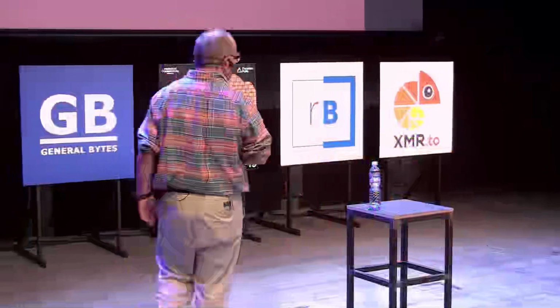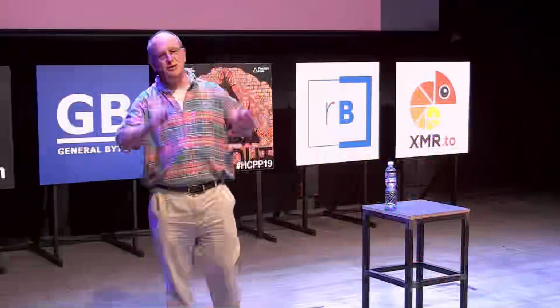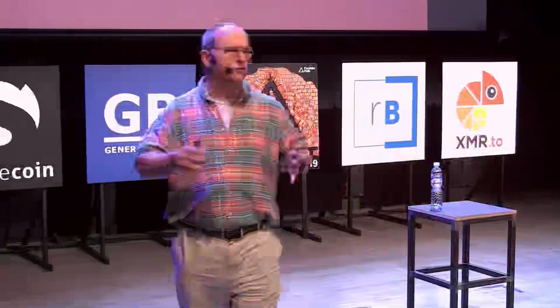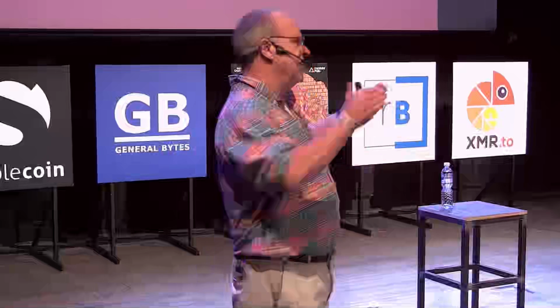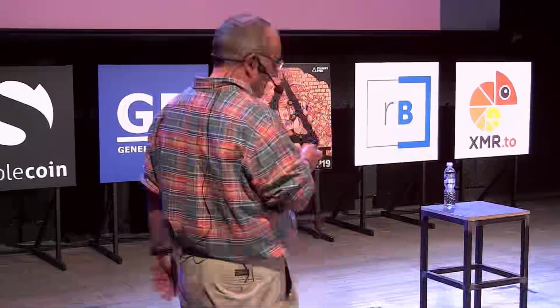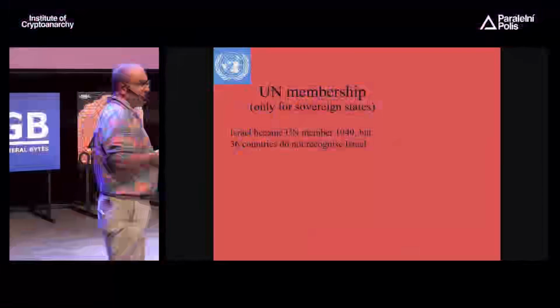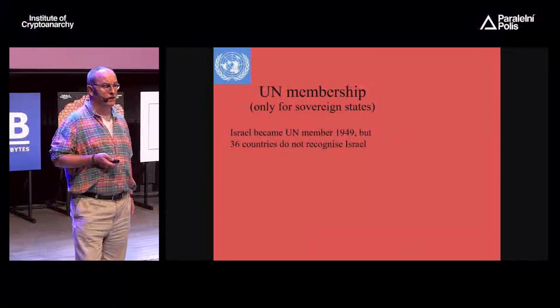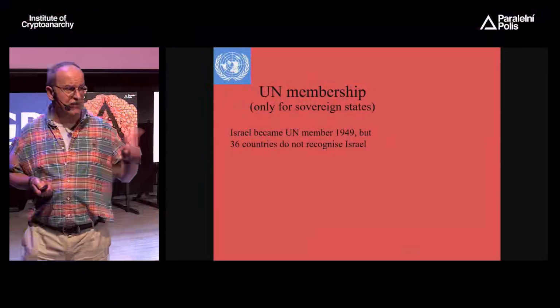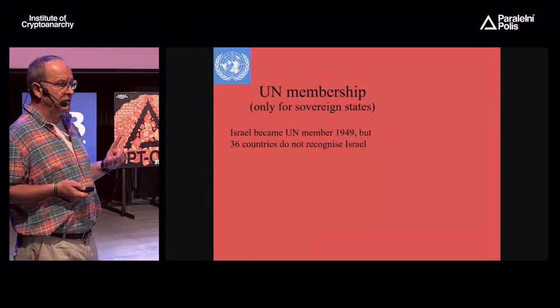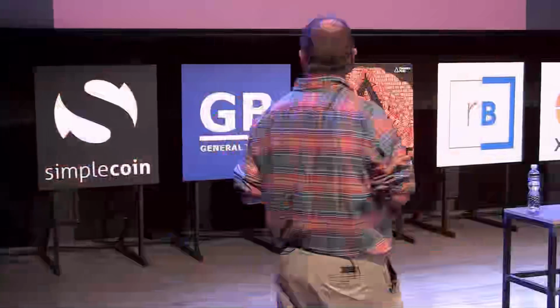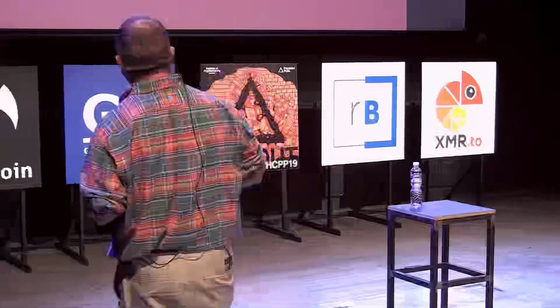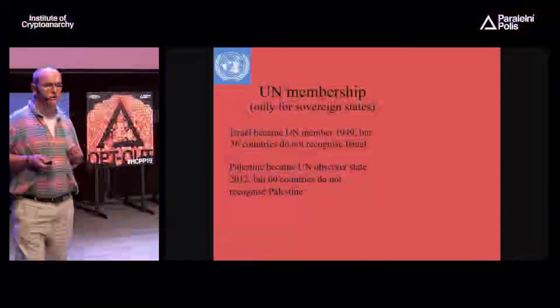You might think that membership of the United Nations should be the gold standard because it's the club for sovereign states. If you're a sovereign state and you're a member of the United Nations, there's no question you're a country. Well, yes, and then again, no. Israel became a member of the UN in 1949, but a large number of countries don't recognize the existence of Israel. They just don't recognize that it exists at all. Likewise, Palestine more recently has become a UN observer state, but an even larger number of countries don't recognize the existence of Palestine.